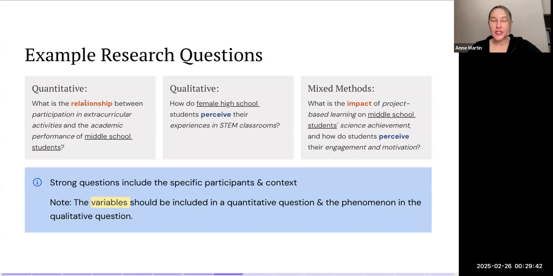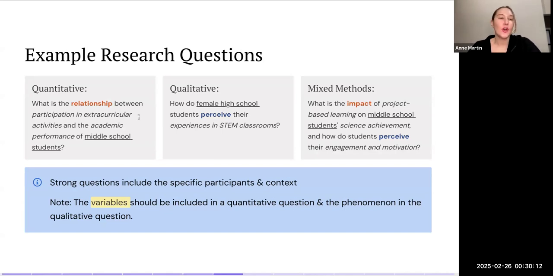Now, the text that I have in red is for what signifies the purpose. Like, what is the relationship between here? How do students perceive? What is the impact of? So those are important to consider the particular purpose of your research and whether or not it is aligned with the design.